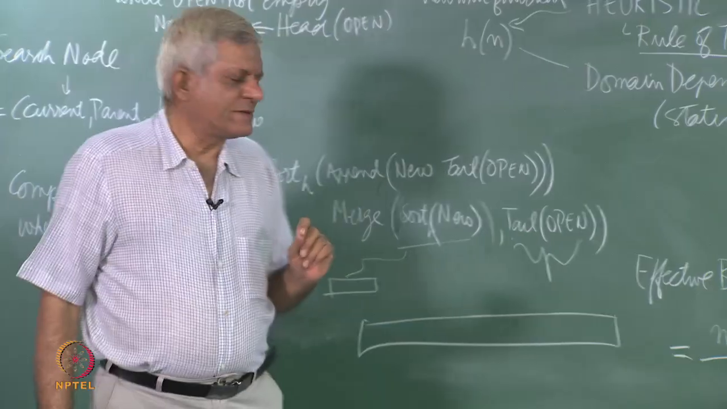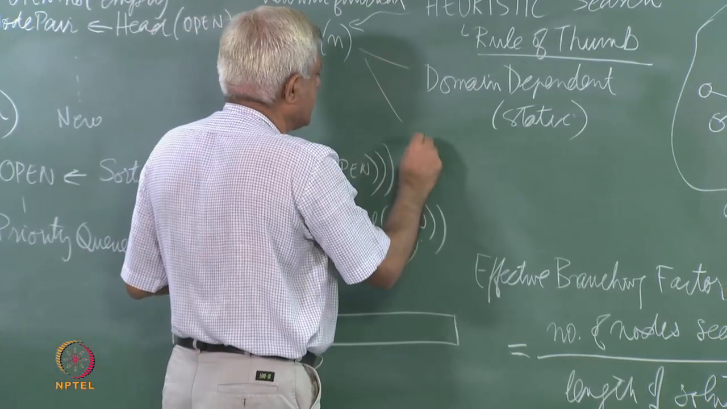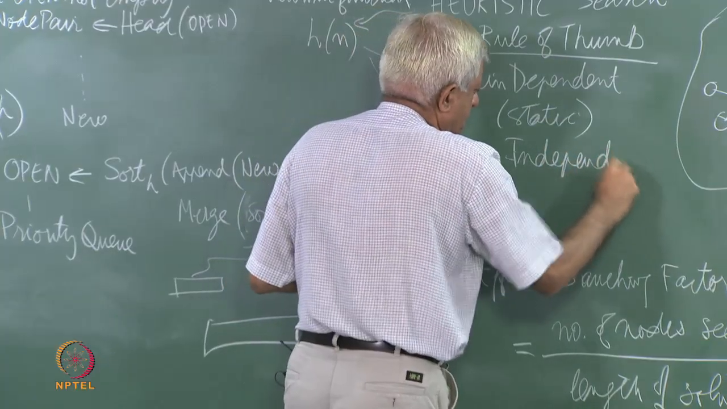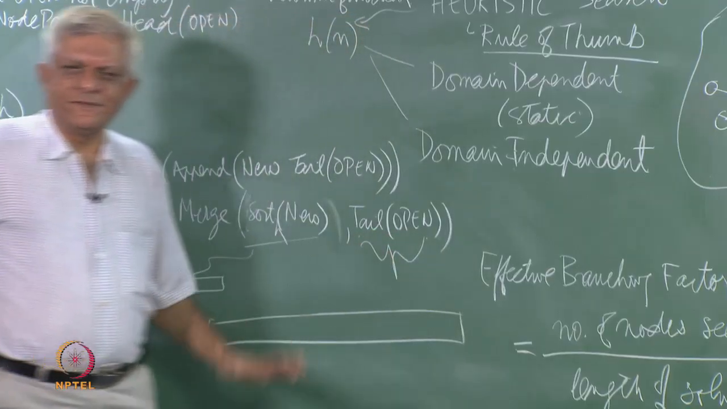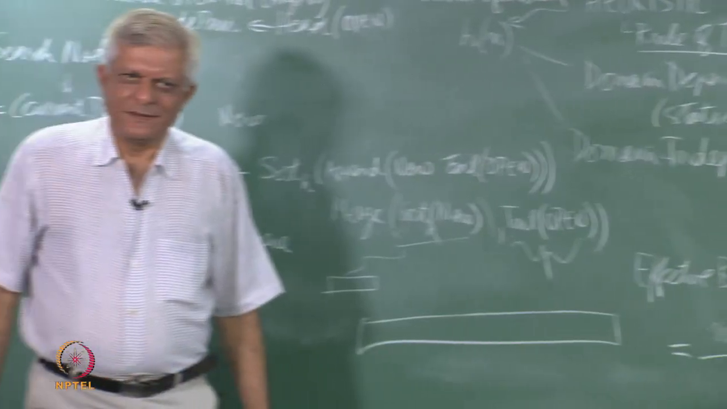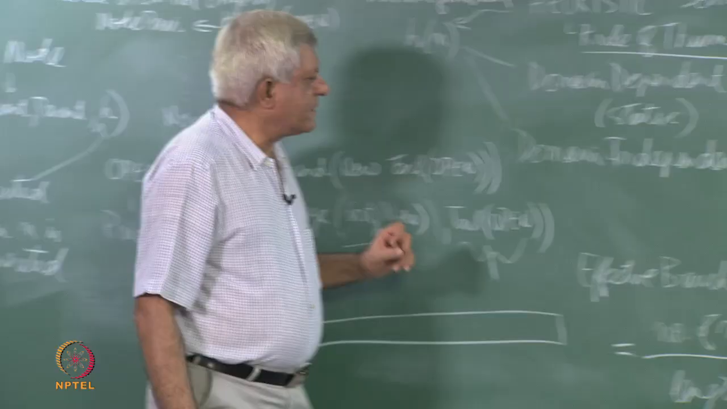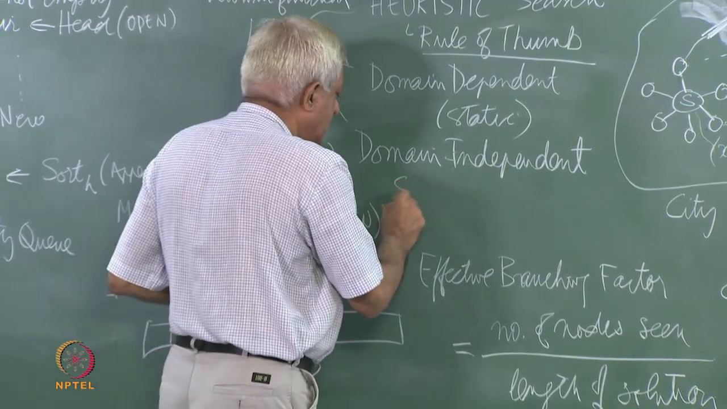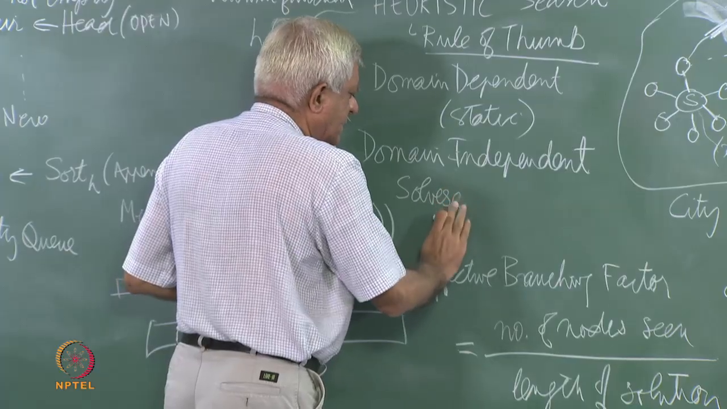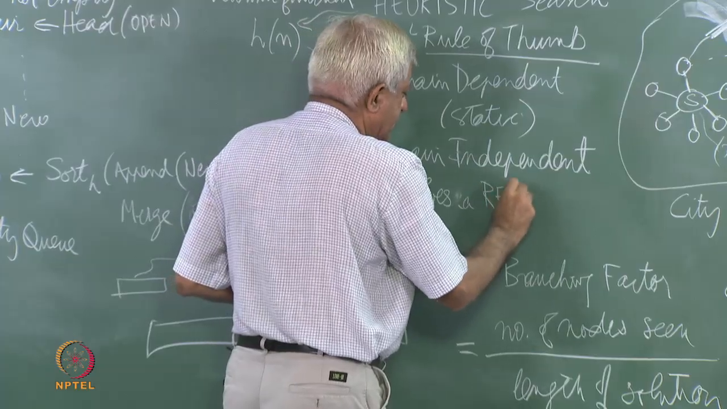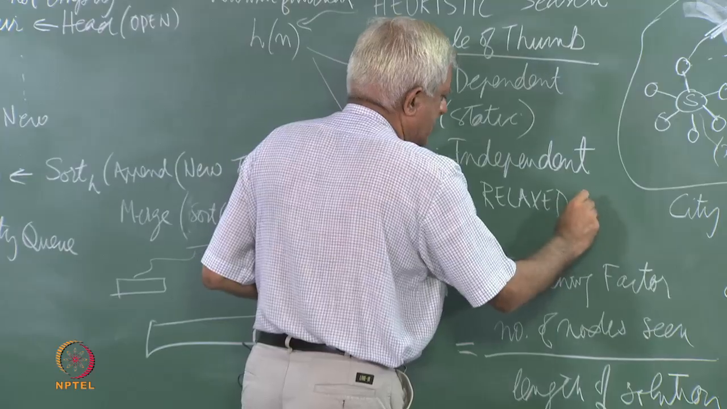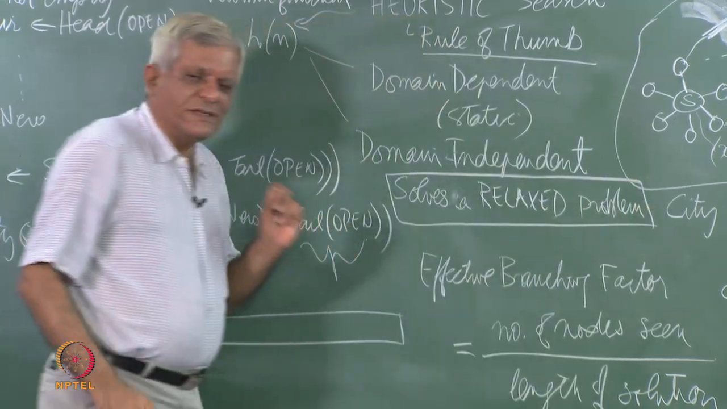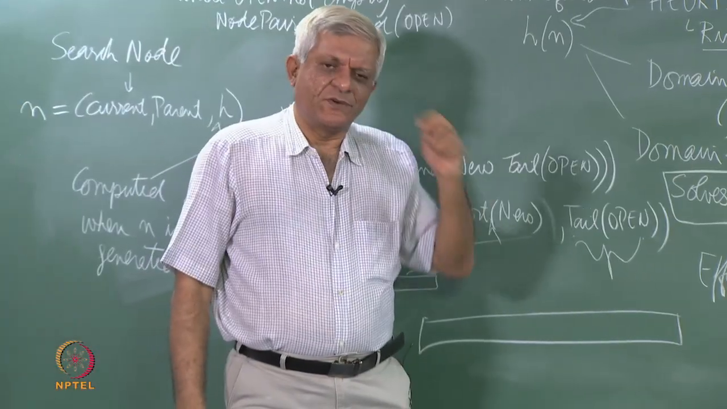I just want to spend a couple of minutes on the other side, which is the domain independent. And without going into details, I will just say this, that a domain independent heuristic function solves what we call a relaxed problem. So it solves a relaxed problem, and so what is the key difference?